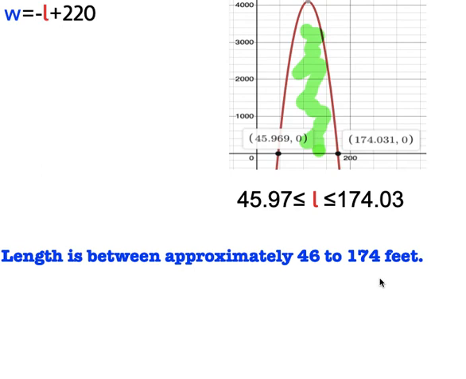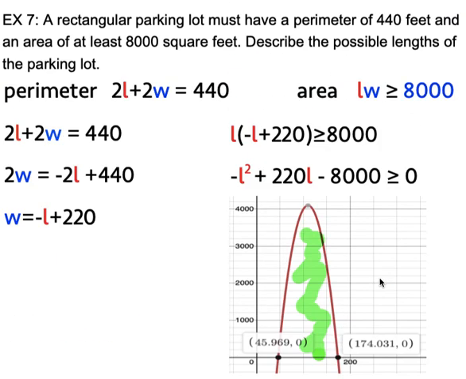It doesn't want to know anything about the width. All it wants to know is about the length. If it wanted to know everything about the width, the reverse would have been true. Instead of having L's here, you would have W's. Instead of solving for W, you would have solved for L.